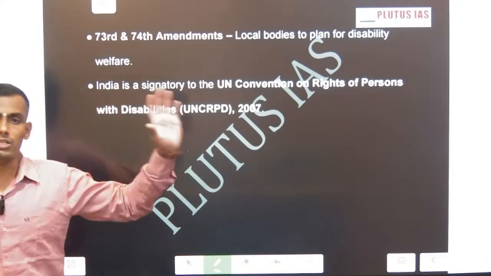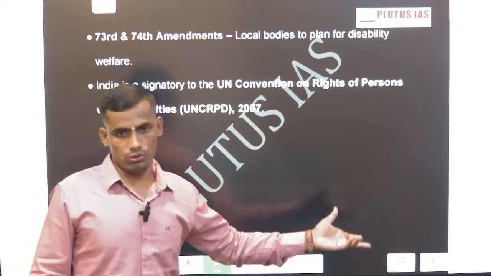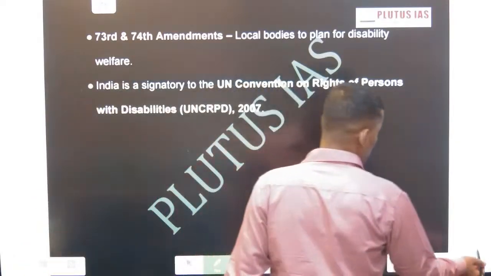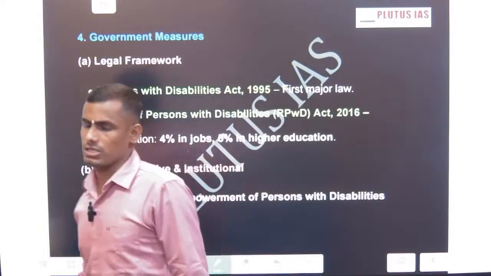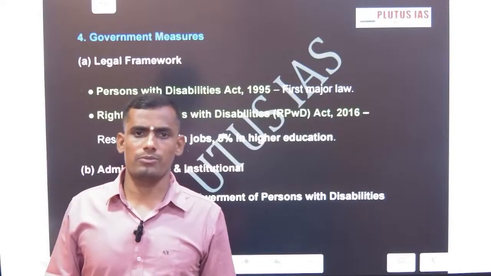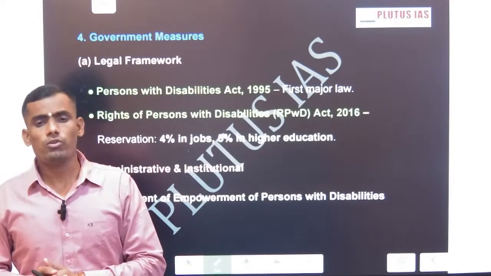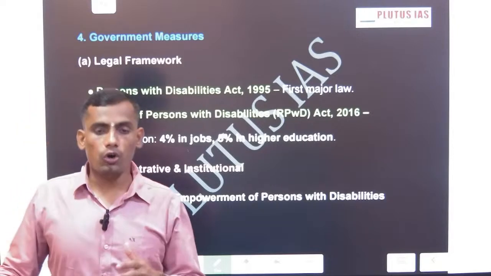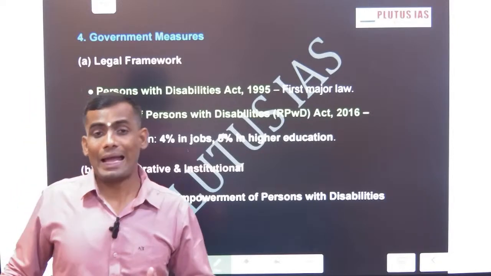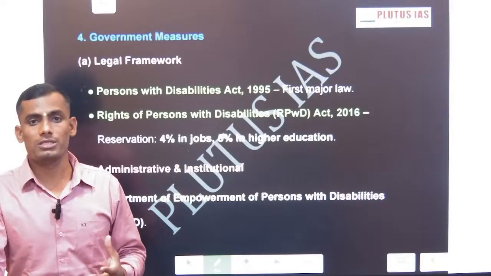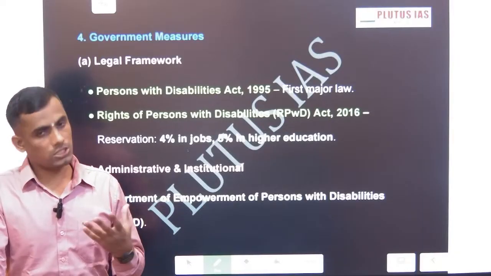To address this issue, the government has taken certain initiatives at various levels: institutional mechanism, legal mechanism, regulatory mechanism, and policy initiatives like the Accessible India campaign of 2015, which promotes the government to take suo motu action to make government offices and private offices accessible for persons with special ability.